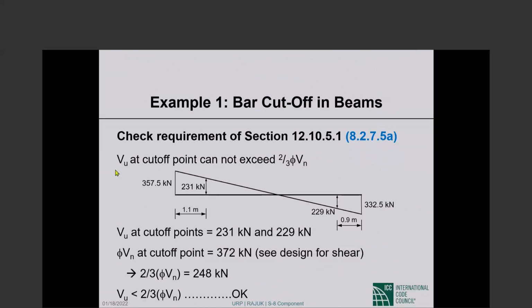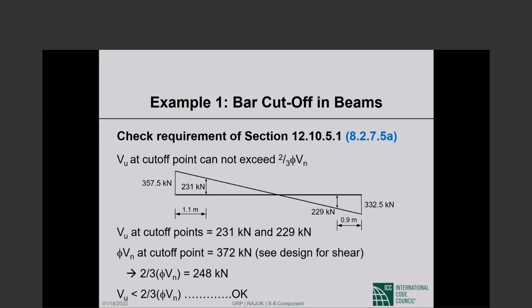So V sub U at cutoff point cannot exceed 2/3 phi times V sub N. V sub U at cutoff point, remember, is 1.1 meters from the left face. And on that location, the V sub U is calculated as 231 kilonewtons. This side, it is 229 kilonewtons. Phi times V sub N at cutoff point is 372 kilonewtons.